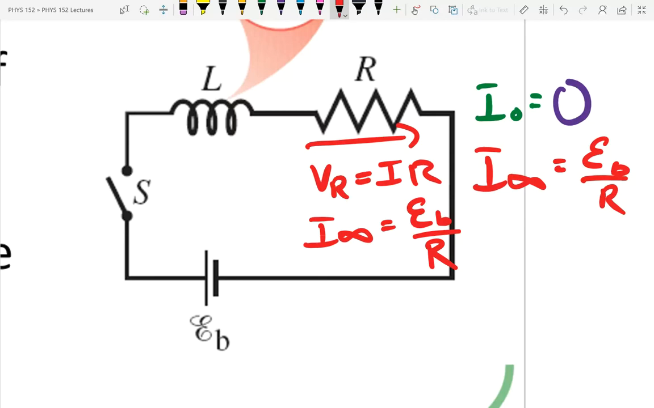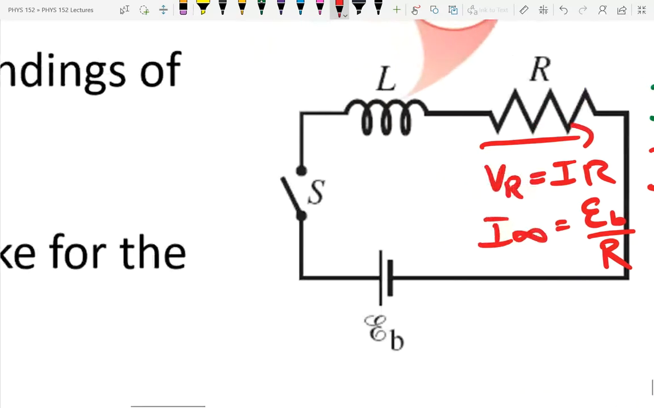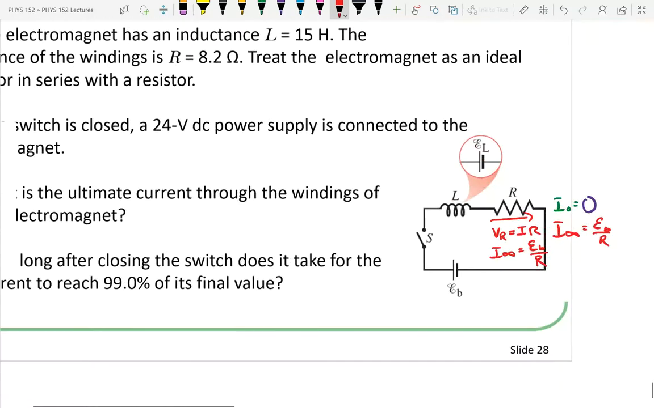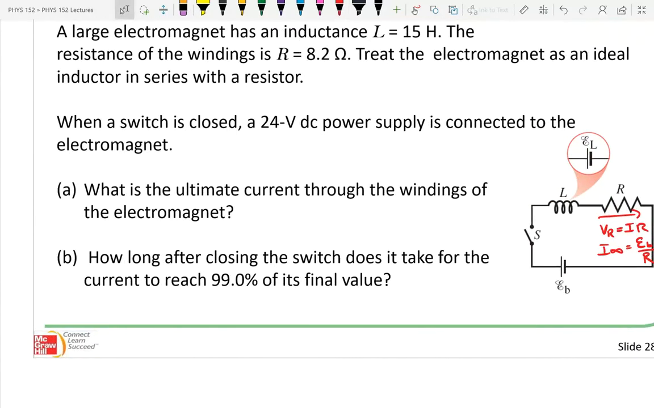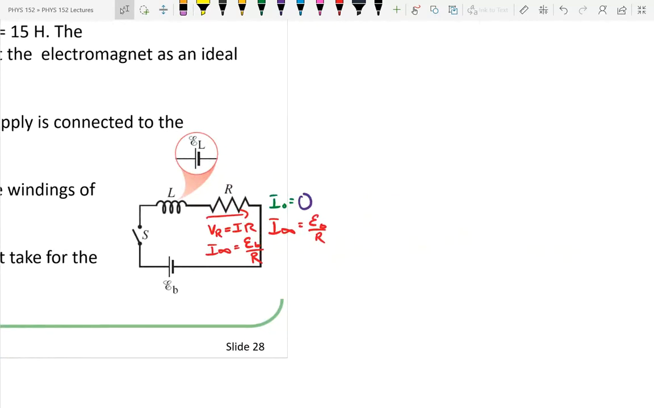Now, we could put in numbers because it gave us numbers, but since I only have a minute, I'm not going to. Second question, how long after closing the switch does it take for the current to reach 99% of its final value? So we're going to have I of t final equal to 0.99 I infinity, and we need to find t final.